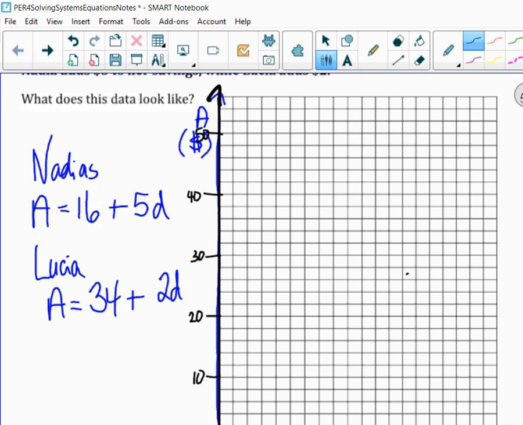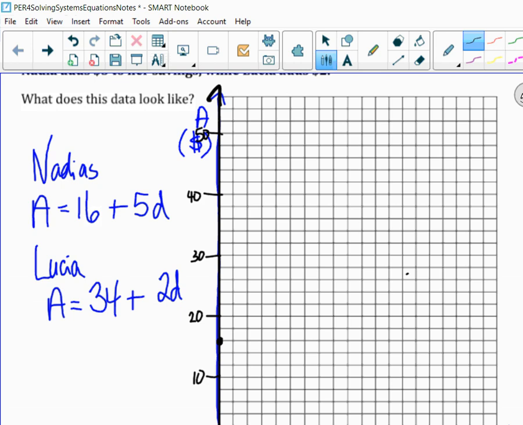Yes. Okay, so how do we do this? We learned how to graph this in the last unit. How do we graph this now? The y-intercept? Okay, let's do Nadia's. The y-intercept is 16. So 2, 4, there's my y-intercept for Nadia. And then what?